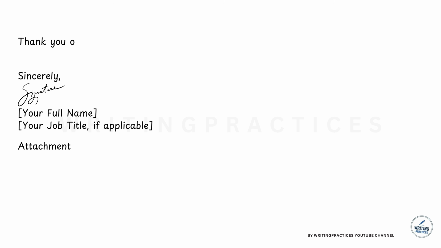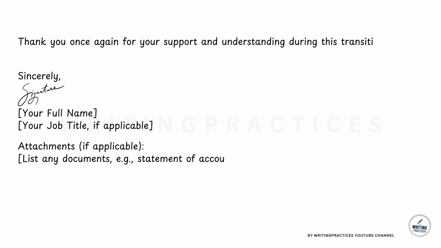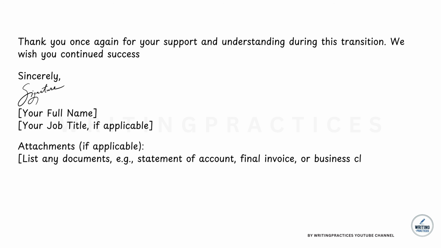Attachments. If you have any supporting documents, such as an account statement or final invoice, this is where you would list them. You might say, "Attached are the final statements and any relevant documentation related to our business closure." Including attachments ensures that the recipient has everything they need for reference, helping to avoid any confusion later on. It's a good way to make the termination process smoother.